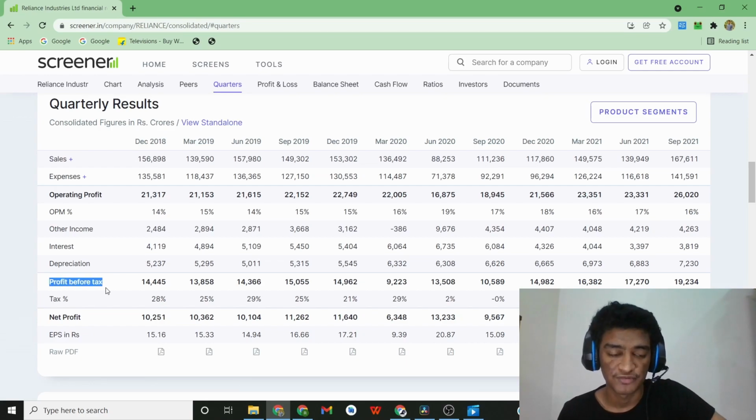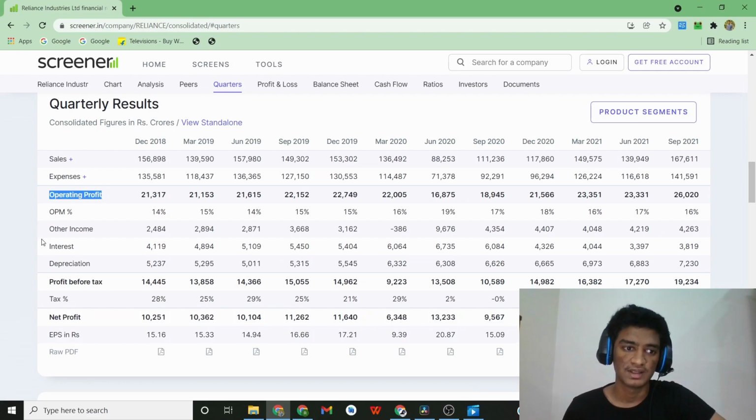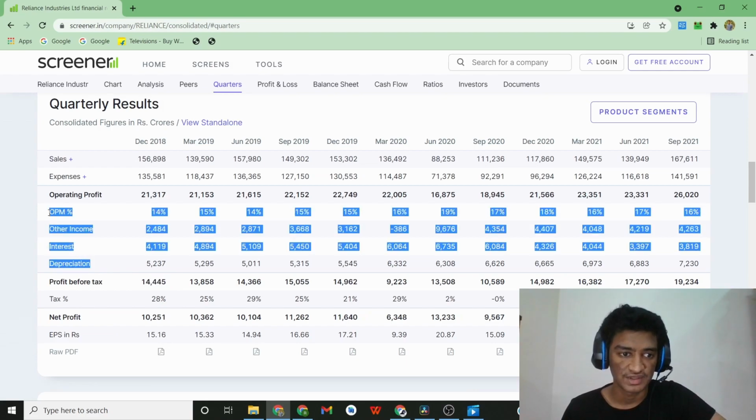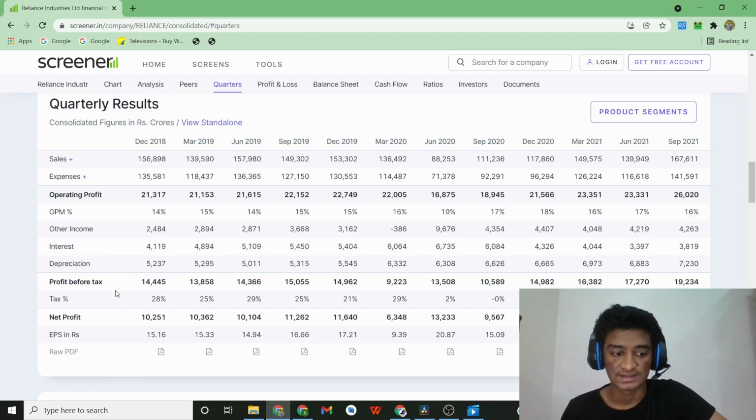Next, we have profit before tax. Initially we looked at operating profit. Then we also saw that the company can have additional income. So if you add the other income to your operating profit and deduct your interest paid and depreciation, the figure that you get is your profit before tax. Because now you have considered all of these terms, but you have still not considered tax. Okay, so the company here had an operating profit of 21,000, but you can see that the profit before tax is 14,445.